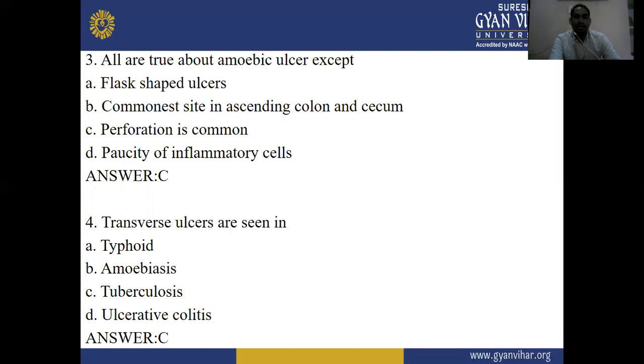Next question: transverse ulcers are seen in which condition? Option A is typhoid, option B is amoebiasis, option C is tuberculosis, and option D is ulcerative colitis. The right answer is C. Transverse ulcers are seen in tuberculosis.